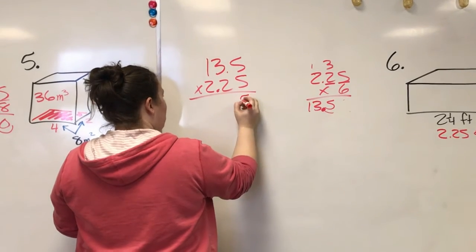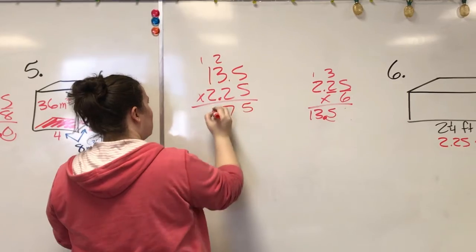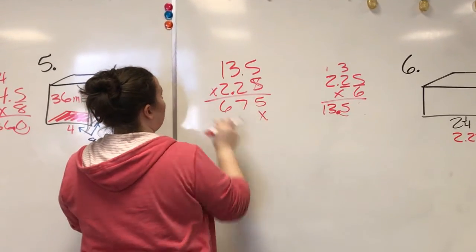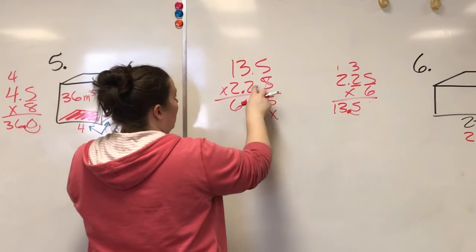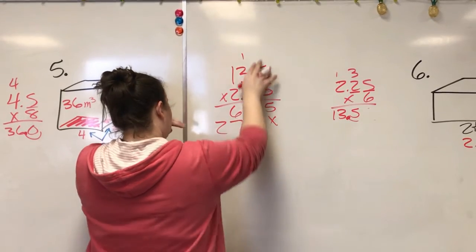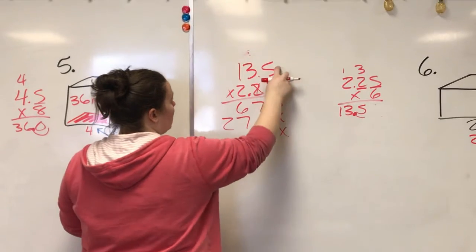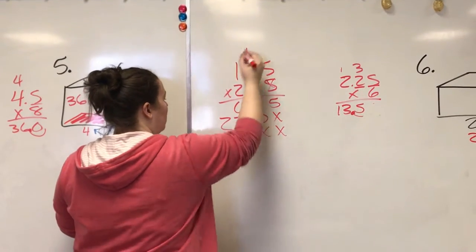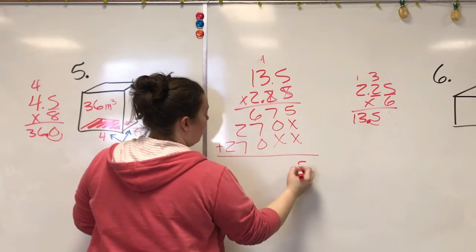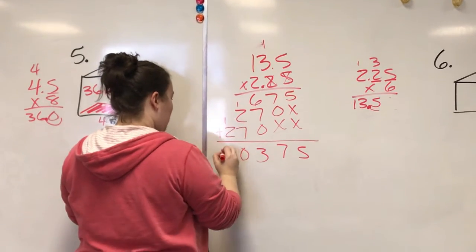5 times 5 is 25. 15, 17, 6. I'm done with that. Put a placeholder. Get rid of your carries because people get confused with that. 2 times 5 is 10. 7 and 2. I'm done with this 2. Put 2 placeholders. 2 times 5 is 10. 7 and 2. Add all those things up. 5, 7, 13, 10, and 3.